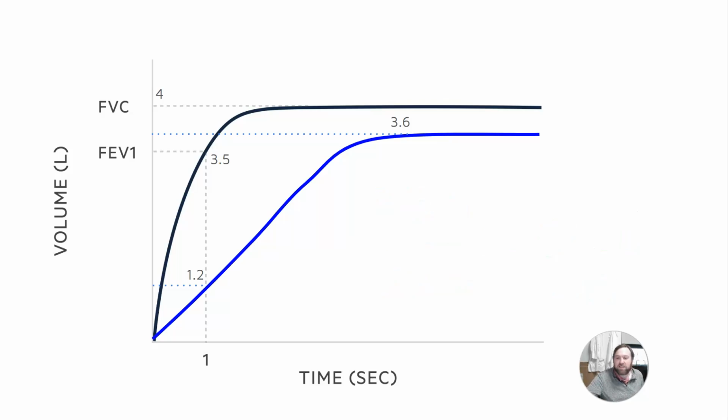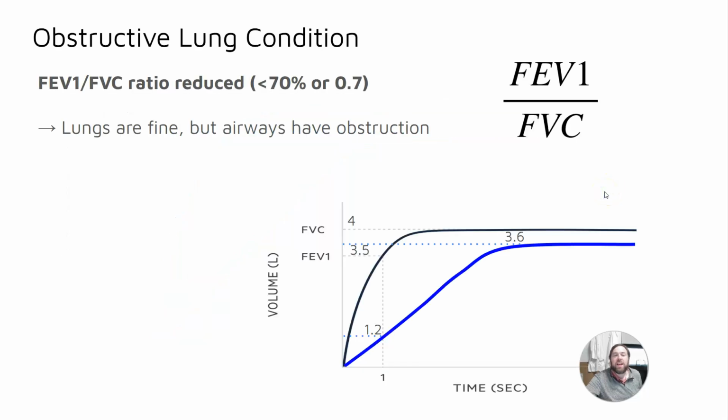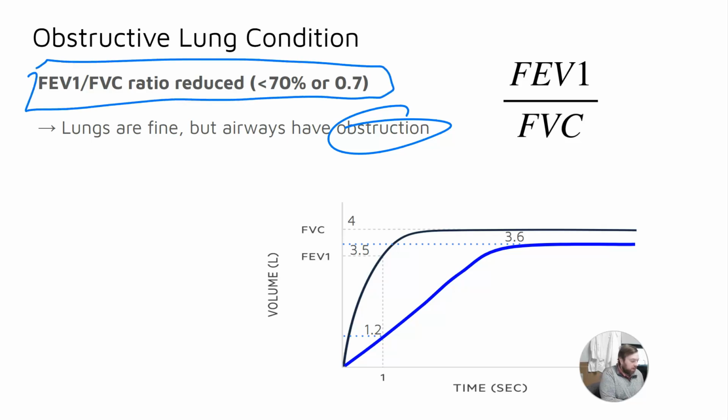In fact, there is a clinical threshold of 70% before we suspect that a patient has an obstructive lung condition, as in there is some obstruction in the airways leading into the lungs, but the lungs themselves might be able to inflate completely just fine. This is only going to happen when the FEV1 to FVC ratio is reduced to less than 70% or 0.7. And this is the first thing we do when we look at these results. We want to look at the FEV1 to FVC ratio to see if it meets this 0.7.